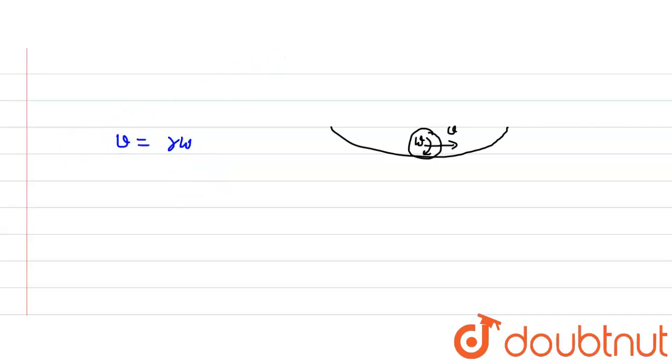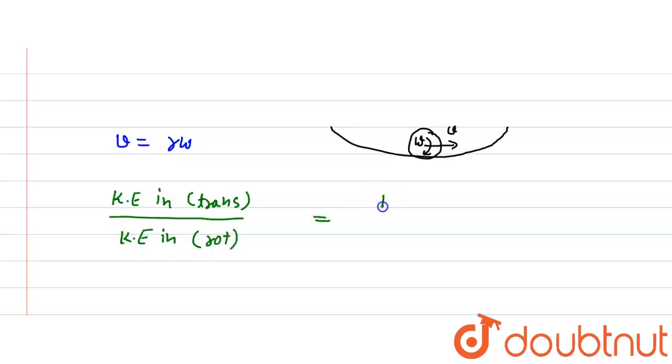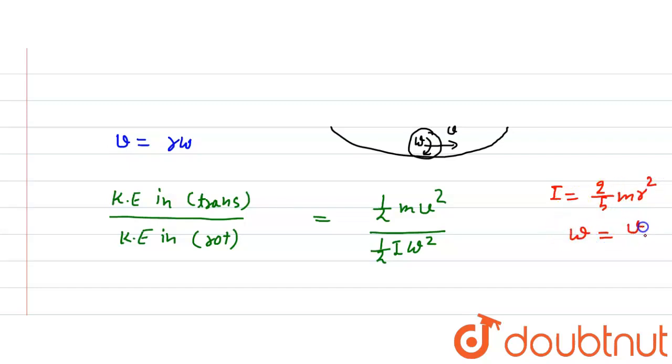So here now find the ratio directly. So here we can write kinetic energy in translation, and here kinetic energy in rotation. So here we can write this is half m v square upon half I omega square. Now here in that case for a ball I is 2 by 5 m r square, and now here omega is v by r. So put this value here and find.